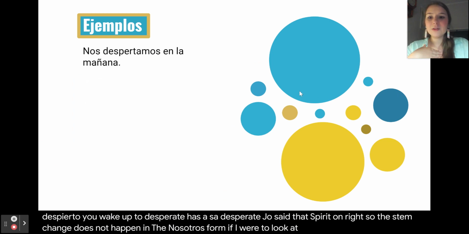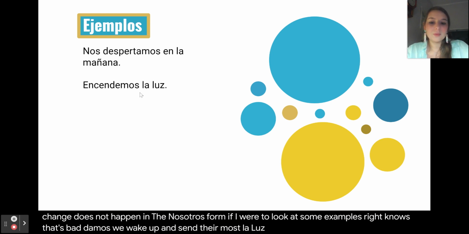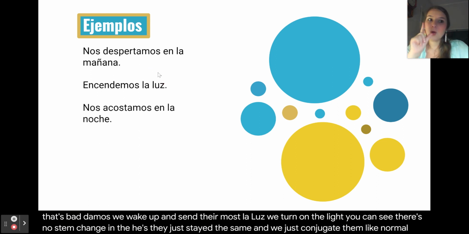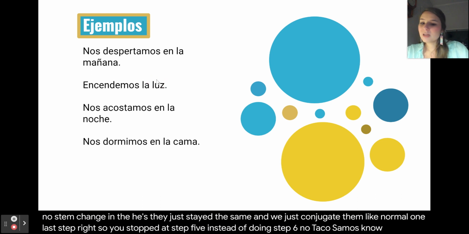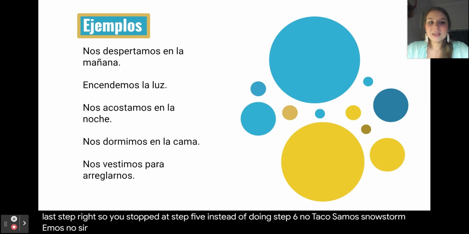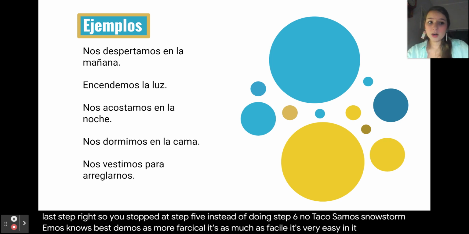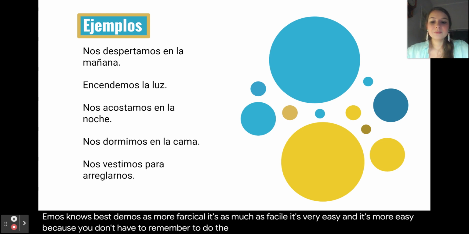If I were to look at some examples, right, nos despertamos, we wake up, encendemos la luz, we turn on the light. You can see there's no stem change in the E's, they just stay the same. And we just conjugate them like normal. One less step, right? So you stop at step 5 instead of doing step 6. Nos acostamos, nos dormimos, nos vestimos. Es muy fácil. It's more easy because you don't have to remember to do the stem change.